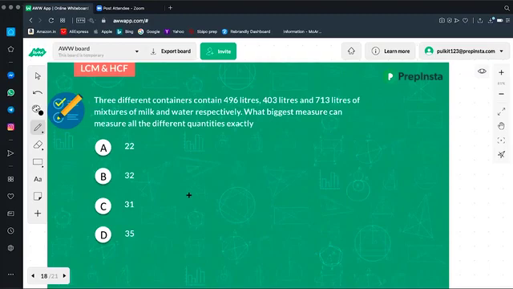I took the LCM because we had to find a number that is divisible by all the numbers. So that means that particular number is the multiple. When we talk about multiple, it is the LCM, lowest common multiple, Rishabh.